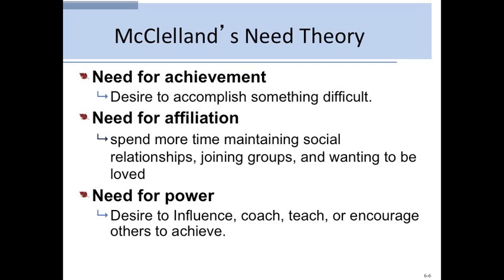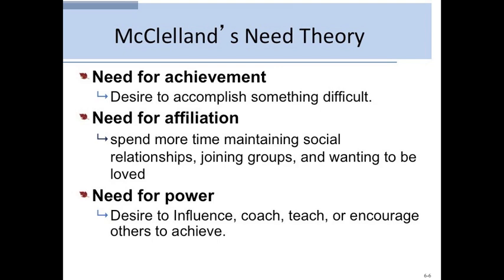Along with Maslow's need theory, we have McClelland's need theory. And McClelland identified three main needs that individuals have. A need for achievement, that's where you want to accomplish something difficult, something challenging. A need for affiliation, where you want to spend more time, you're more of a people person, so you want to spend more resources and more time cultivating and sustaining relationships. And this need for power, which is a desire to influence, coach, teach, encourage, to really be a leader, if you will.